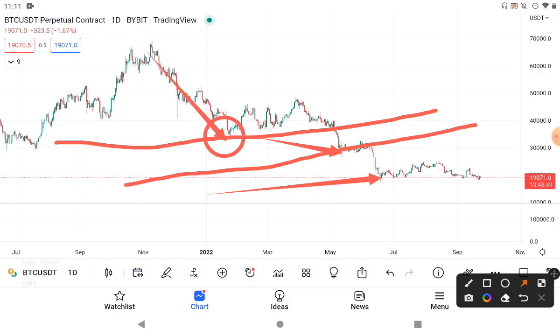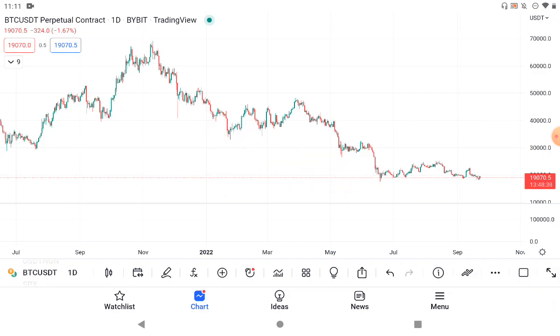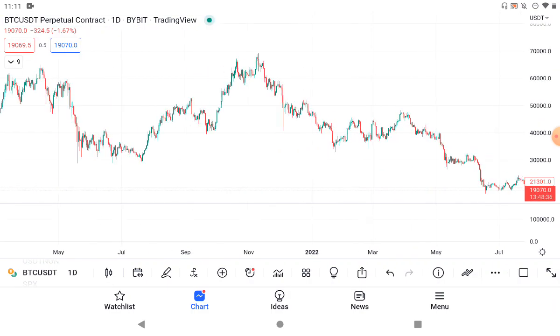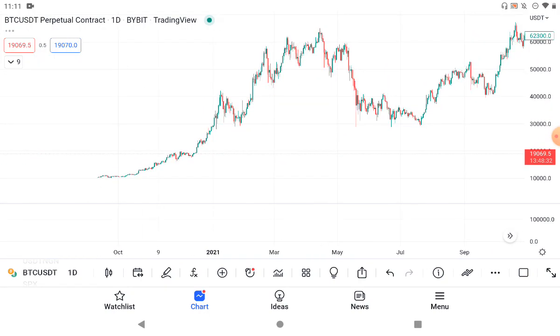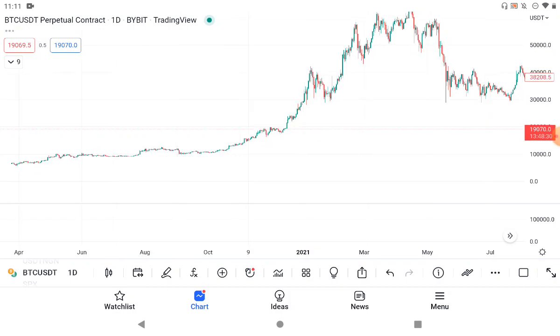Do you see it? Consecutively, we are forming what? Lower lows. But in a bullish market, it is not like that. Okay, in a bullish market, it's not like that. So now, let's look at what a bullish market looks like. I'm going to go back in time and show you what a bullish market practically looks like.